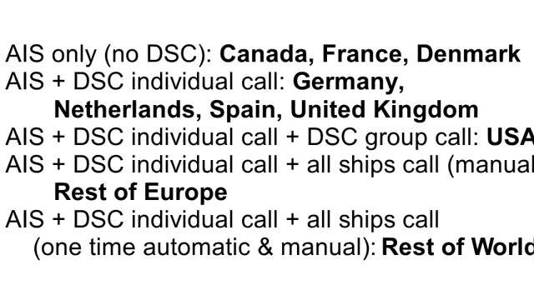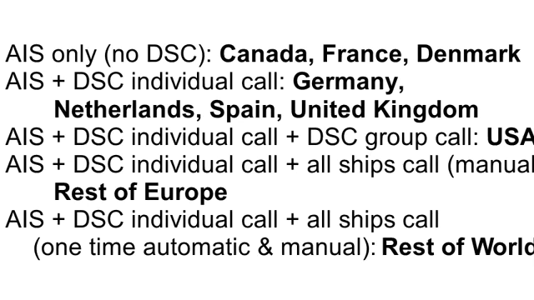Before Tom gets into the programming, I need to make the audience aware that the AIS capability of the MOB1 is going to work the same no matter where you are in the world. However, the DSC capability will work differently depending on where you were geographically when you programmed the MOB1. The table on the screen shows how the MOB1 responds in various countries. For example, in Canada, France, and Denmark, no DSC is allowed, and so only the AIS function will work if programmed in those 3 countries.